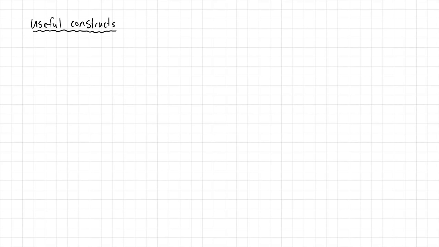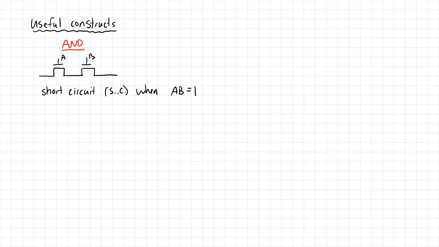Okay, so the first useful construct that we'll look at is the AND construct. The AND construct in NMOS transistors looks something like this. If you have two NMOS transistors in series, let's call this input A, this input B, then this construct is a short circuit when both A and B are equal to 1.